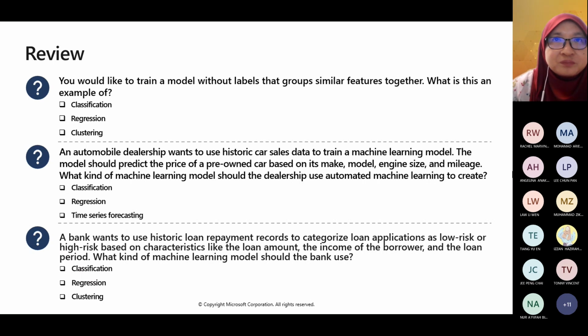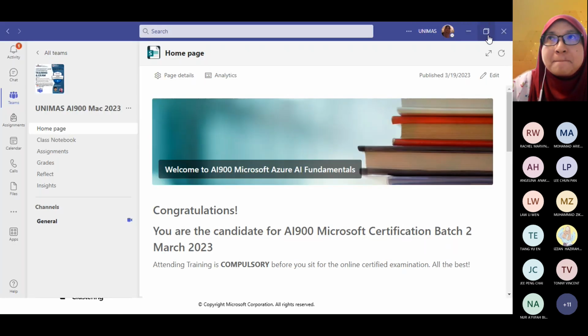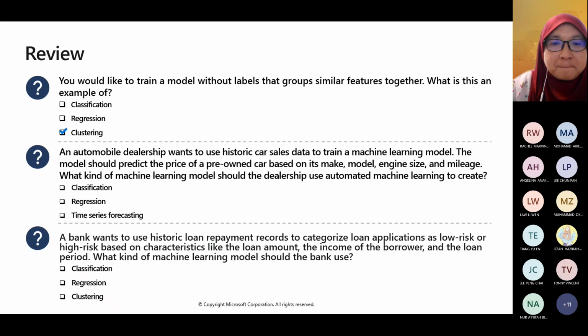Apa dia jawapan? So ini clustering tadi. Okay, correct. Nombor 2. Regression, yep, Nelson. Oh, Arif dah bagi jawapan. Okay, good. The third one is A lah.